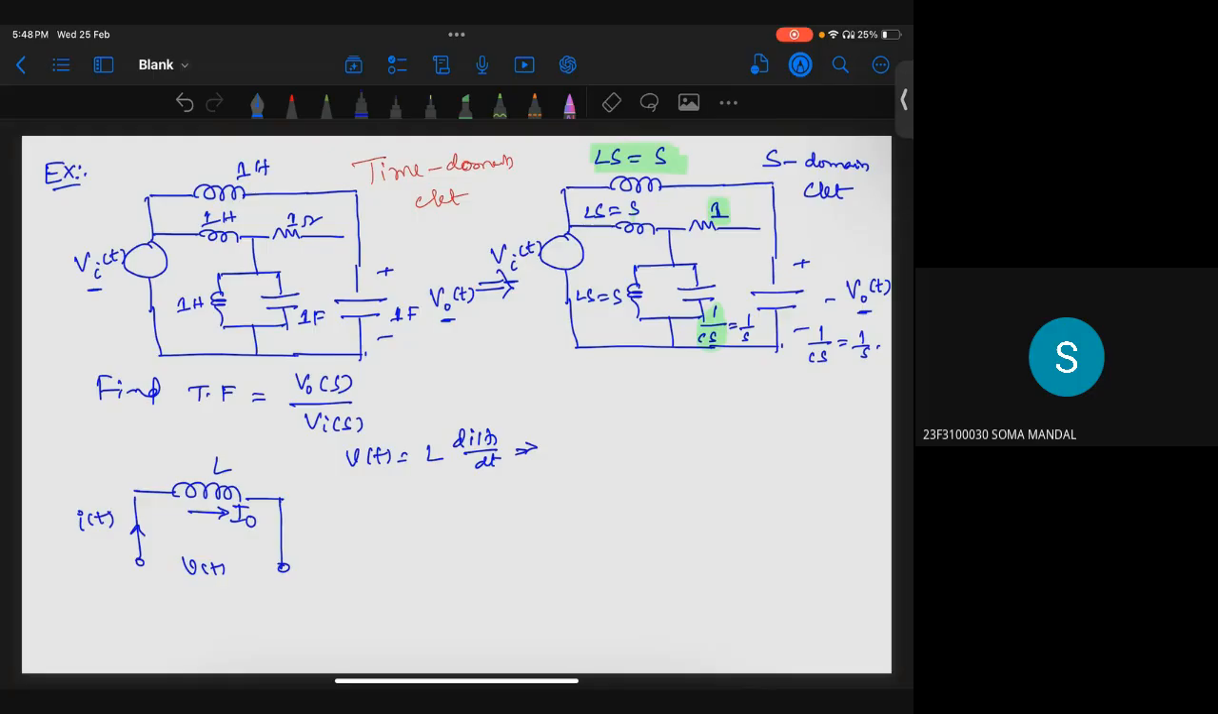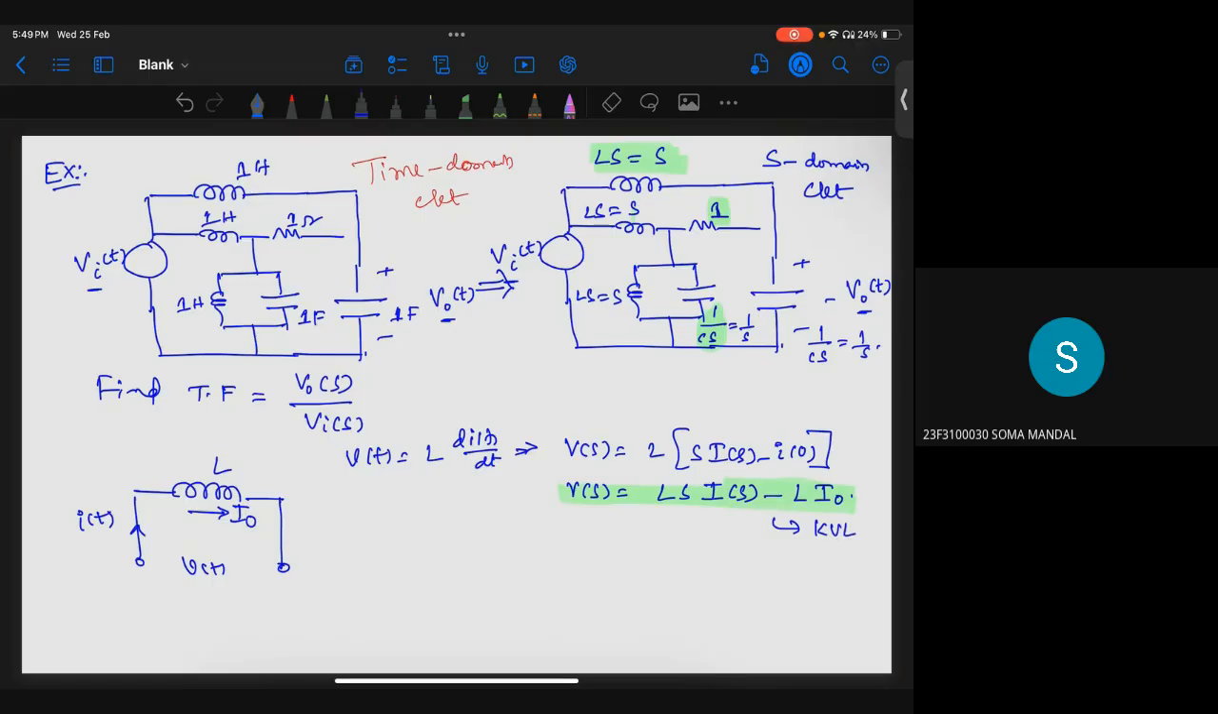If you apply the Laplace transform, V of s equals L into S I of s minus I of 0. Am I correct? So V of s is equivalent to L S I of s minus L I naught. Am I correct? Yes, sir. So what is this equation basically? What do we have on the left side and what do we have on the right side? Voltage equation, KVL. Yes, it's a KVL equation.